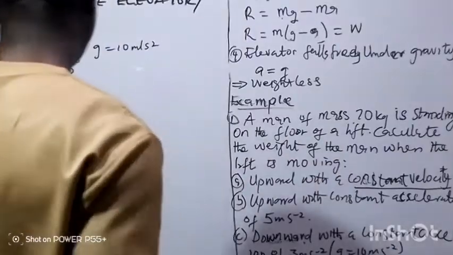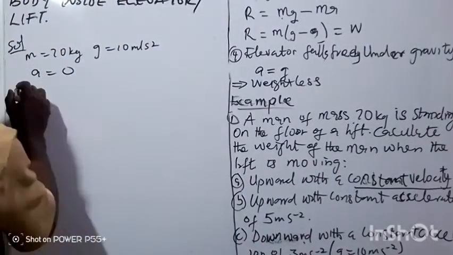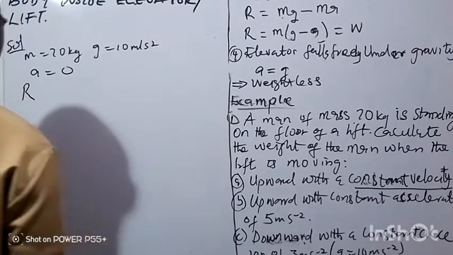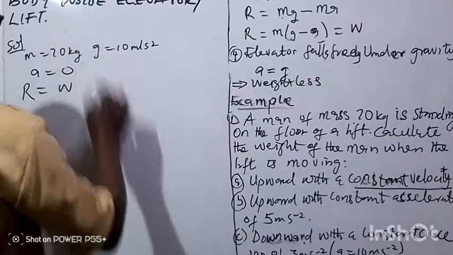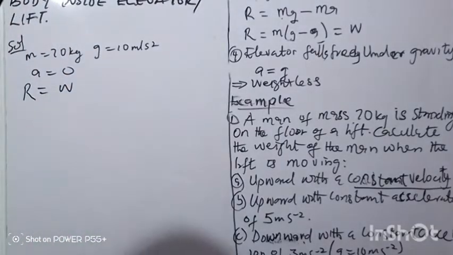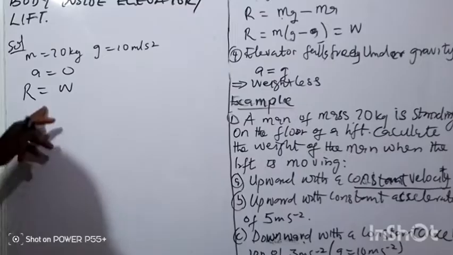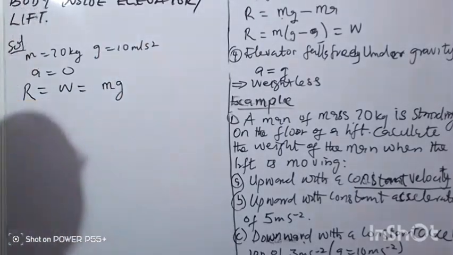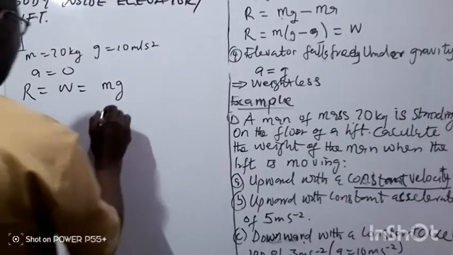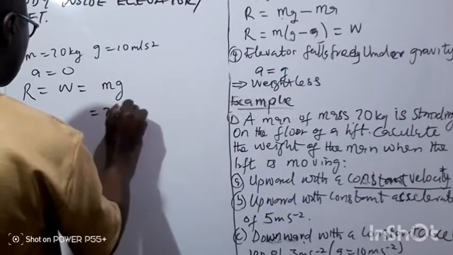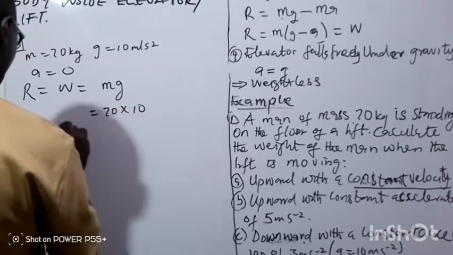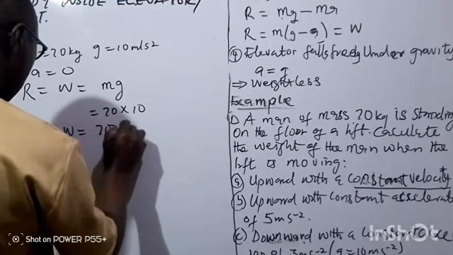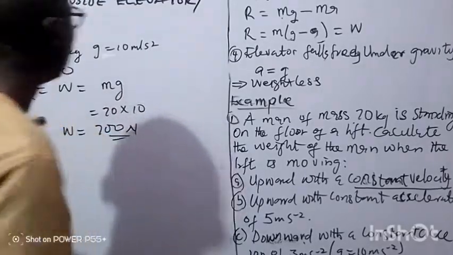If that is the case, don't forget, we now say the reaction of the floor of the lift or elevator will be equal to the weight of the body inside the lift. So if that is the case, then we can now say the weight is equal to mg. M is given, G is given. So we can now say that is 70 multiplied by 10. So the weight of the body will be equal to 700 Newton. That is for question A.